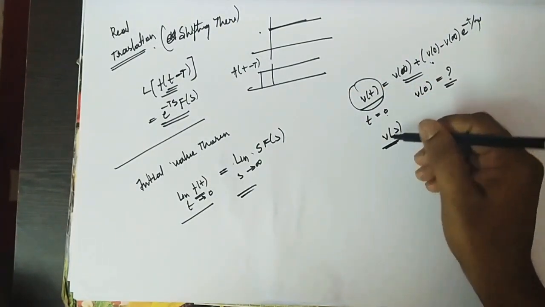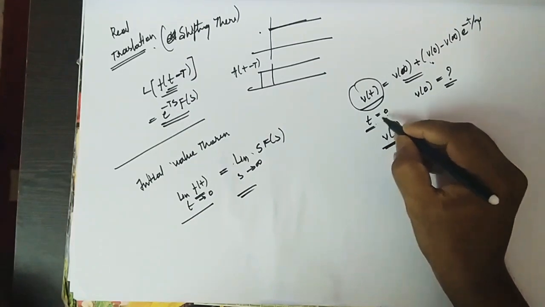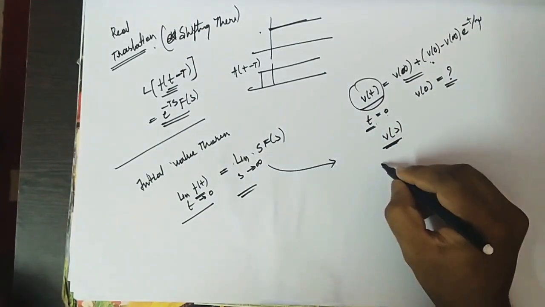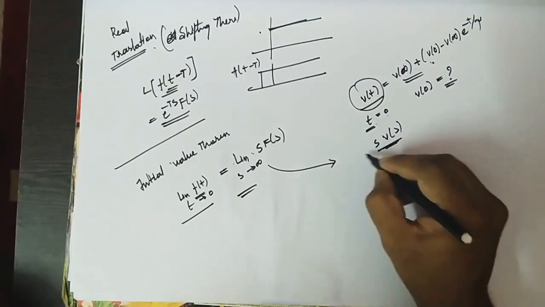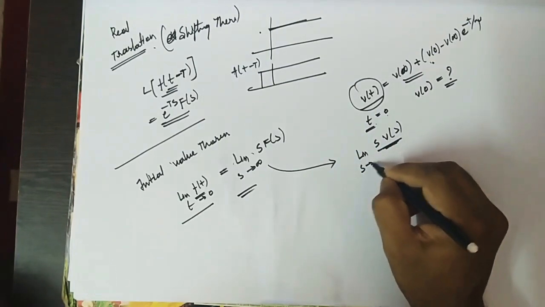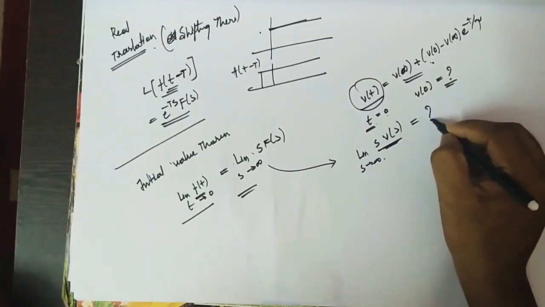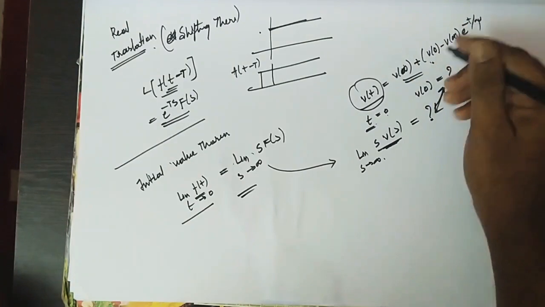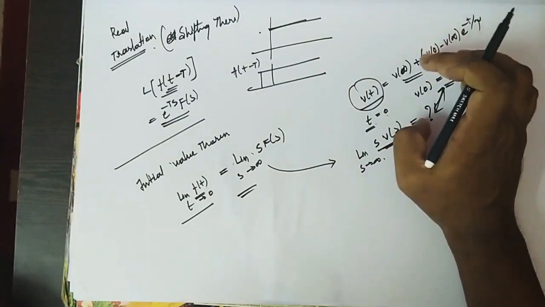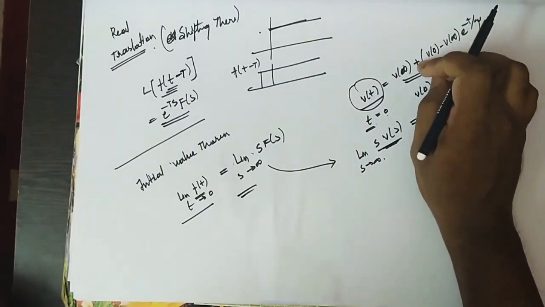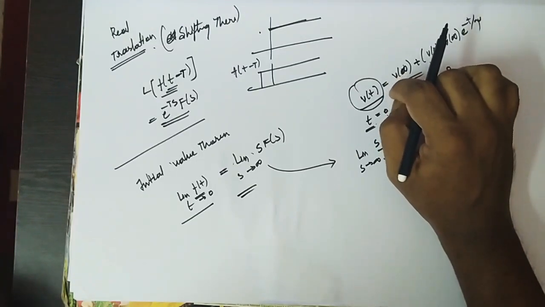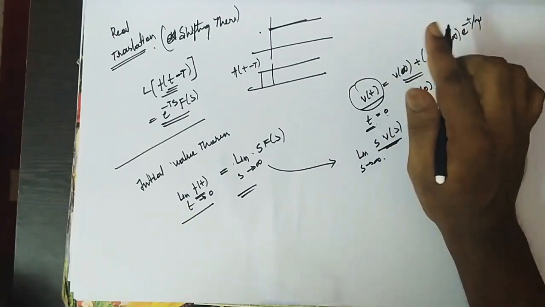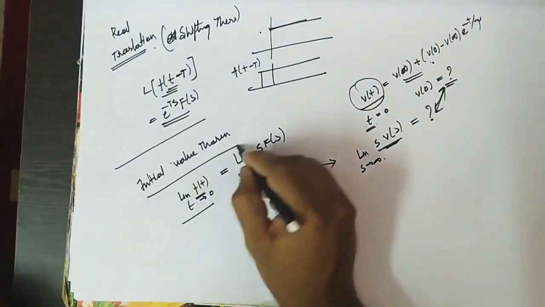So if you want the value at t equal to 0, you simply multiply by s and in the Laplace domain take s equal to infinity, and you will get some value. In some circuits this is a simple thing you can do, but in a few equations it is hard to find the value of the function at time t equal to 0. To avoid that cumbersome work we use this theorem. So this is called the initial value theorem.